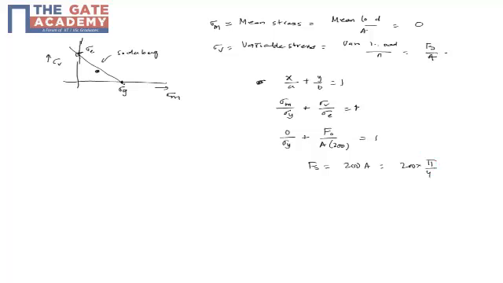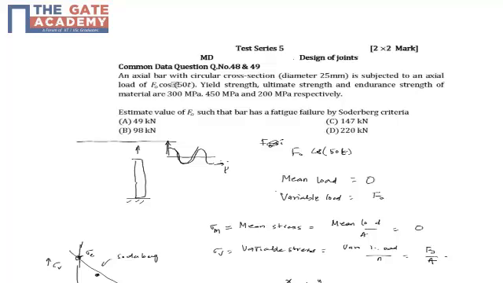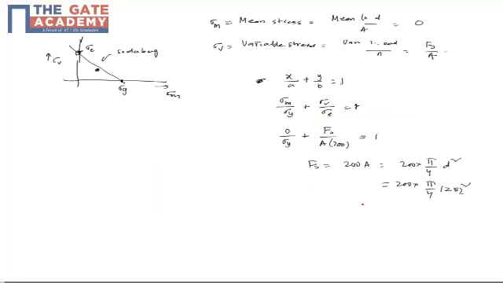It is predominantly dominated by endurance. So F0 is 200 into pi by 4 d square. The diameter is given as 25 mm, so 200 into pi by 4 into 25 mm whole square. This is in MPa and mm square, so what you get is Newton, and when you divide it by 1000 we get 98.1 kilonewton. So F0 is 98.1 kilonewton.